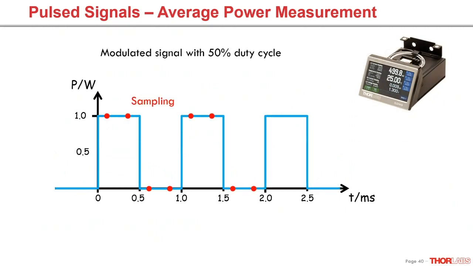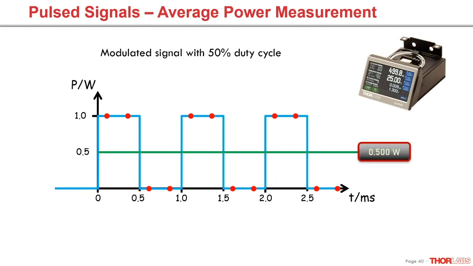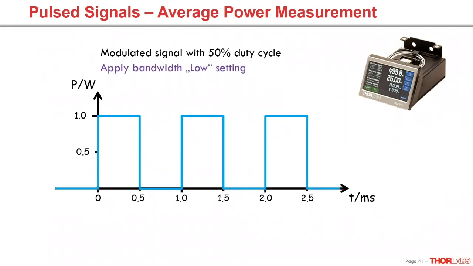Now we have a look at a rectangular modulated light source. We sample again with 4 kilohertz. The measurements are well distributed between the roofs and the valleys of the waveform, and therefore the result also gives a reliable average power reading. We can also measure such a signal with the bandwidth low setting.